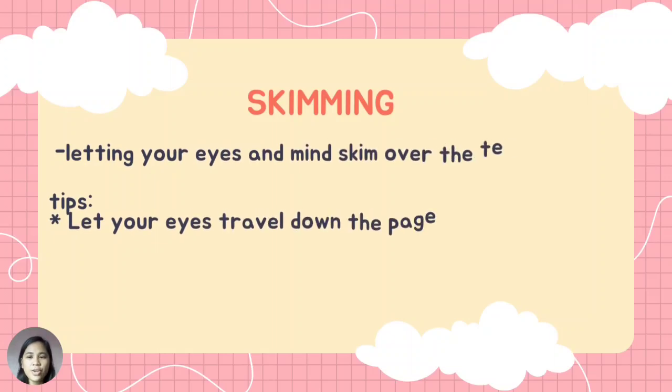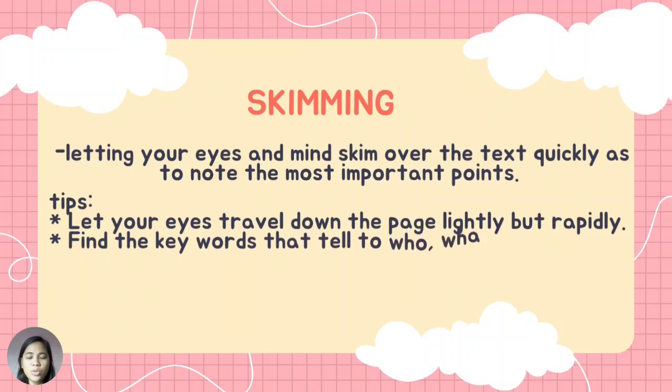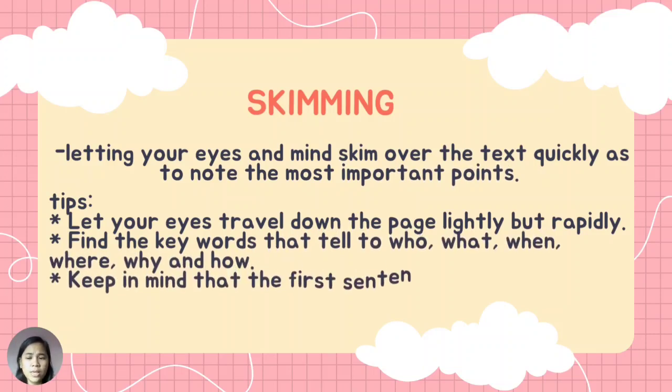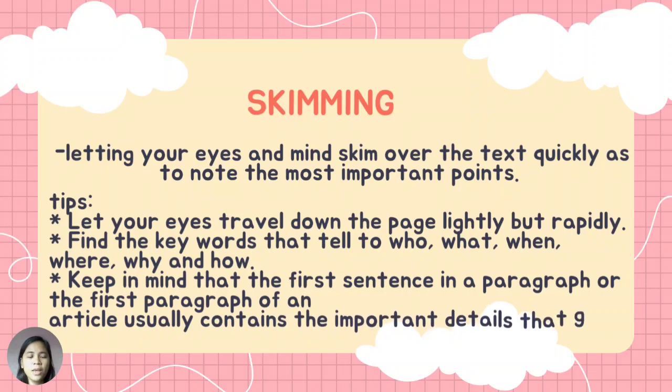Skimming is letting your eyes and mind skip over the text quickly so as to note the most important points. What do you do when you skim? Let your eyes travel down the page lightly but rapidly. Find the keywords that tell who, what, when, where, why, and how. Keep in mind that the first sentence in a paragraph or the first paragraph of an article usually contains the important details that give the general idea.